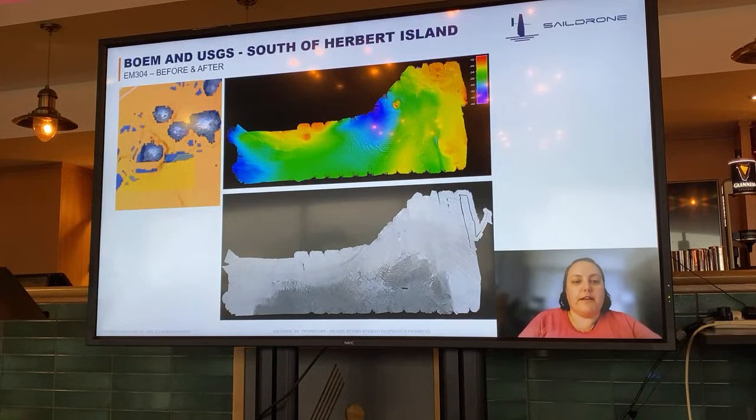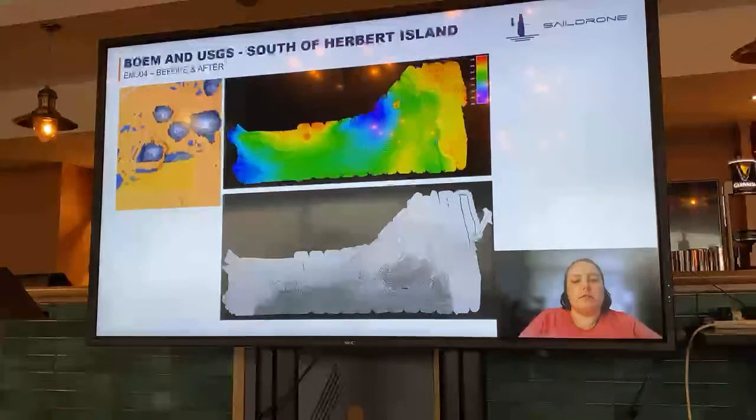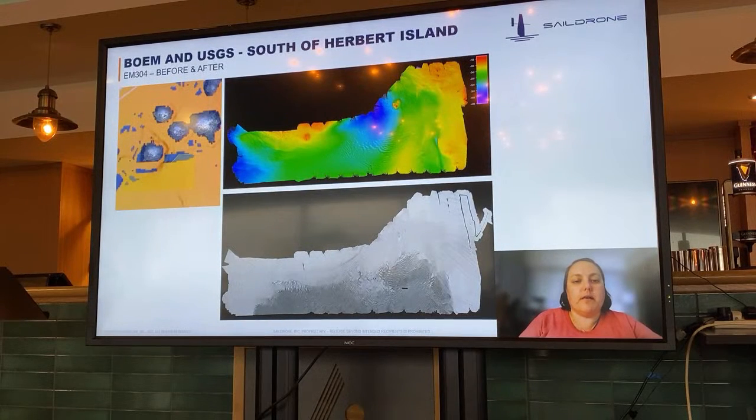Looking at the left-hand figure, you have a sort of before view of the area, where you have the JEPCO grid behind the polygon. On the top, of course, is our C4 bathymetry, and underneath is our C4 backscatter.